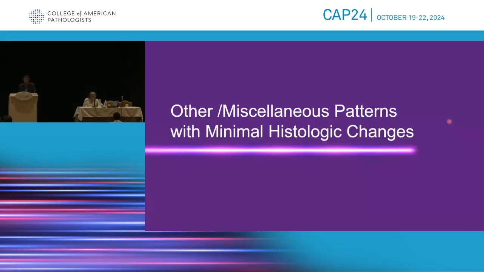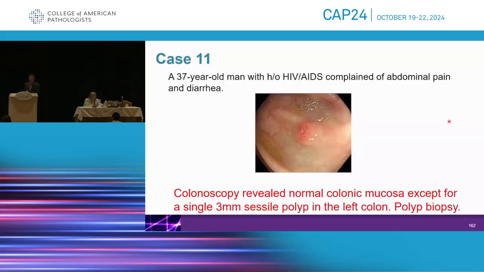So go to the last part of my talk. I showed you the histiocytic, lymphoplasmacytic, eosinophilic, and the minimal change patterns. This one, you can see other pathology changes can suggest infection. Now, this is a 37-year-old man with a history of HIV/AIDS, who complained of abdominal pain and diarrhea. The entire colon was endoscopically normal, except for a small 3 millimeter polyp in the left colon. And then they did a polypectomy.